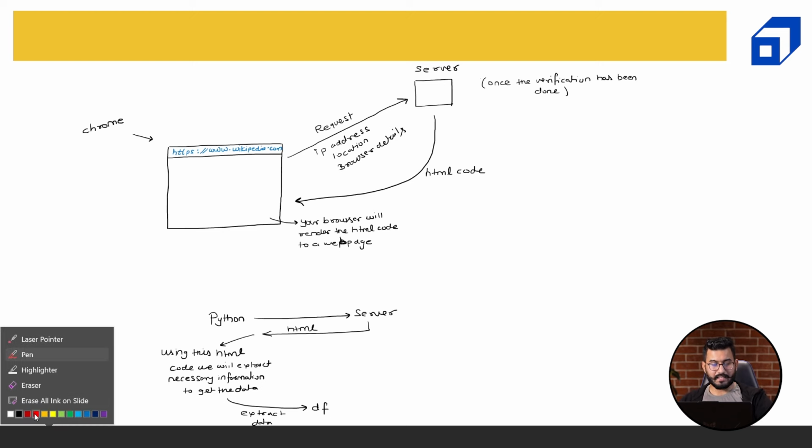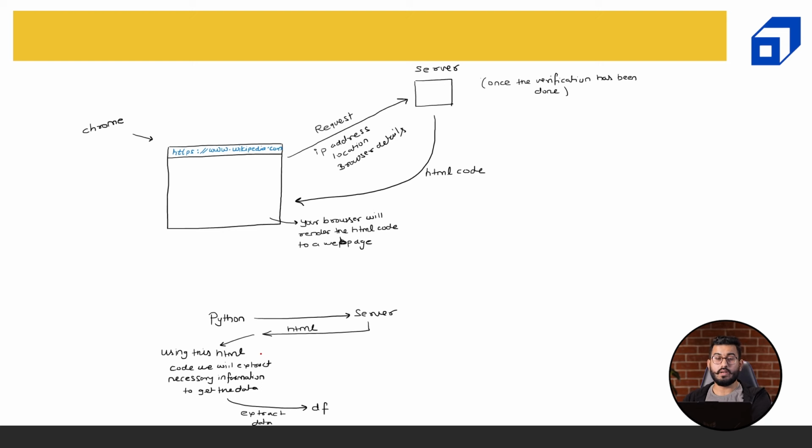Now, in order to carry out this process, we need two libraries. In order to send a request from Python to the server, we need a library known as requests. The library requests will help Python send a valid request to the server, and then the server will return the HTML code. Now we need another library over here, which is known as Beautiful Soup.